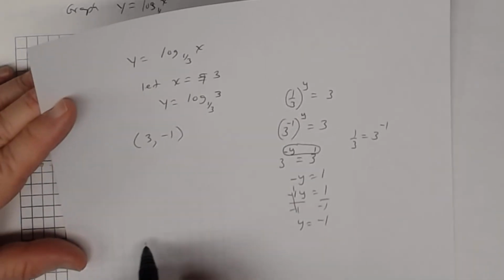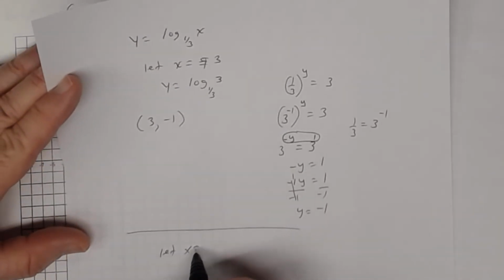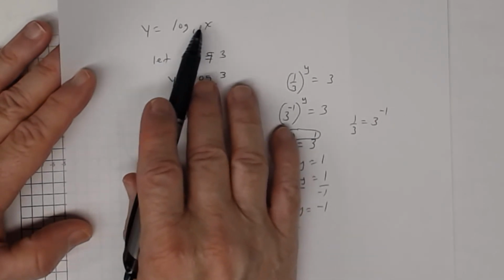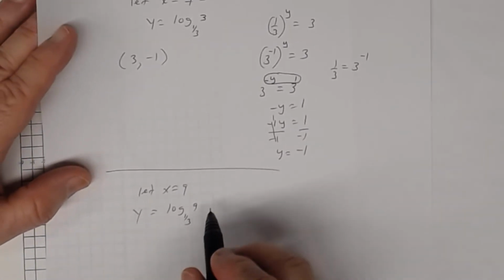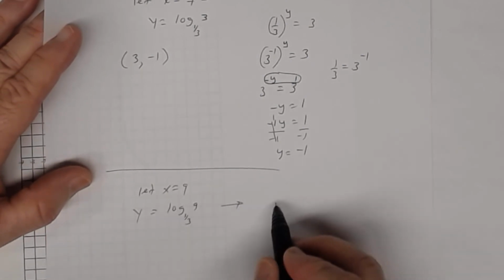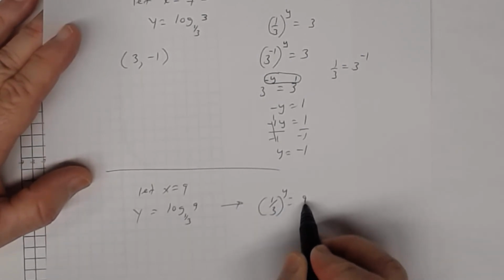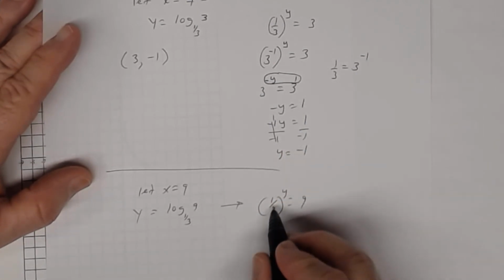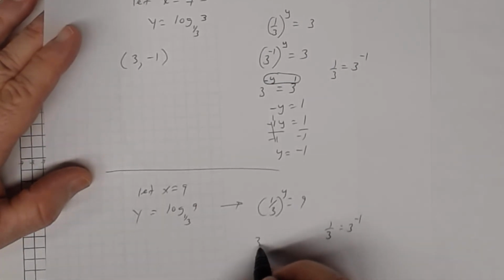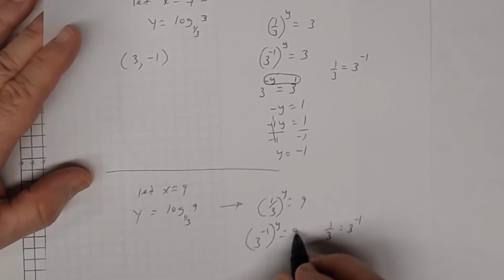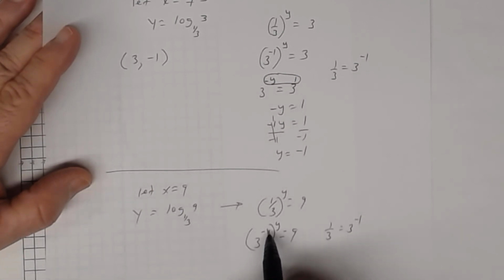And then you could do the same thing if you let x equal 9, let's say. So if I let x equal 9, I get log of 9 base 1/3 equal y. And then changing this to an exponential equation, I get 1/3 to the y equals 9. And just like we did a while ago, we know that 1/3 is 3 to -1. So replace 1/3 as 3 to -1, raised to the y power equal 9. And then -1 times y is a -y. So 3 to -y equals 9.